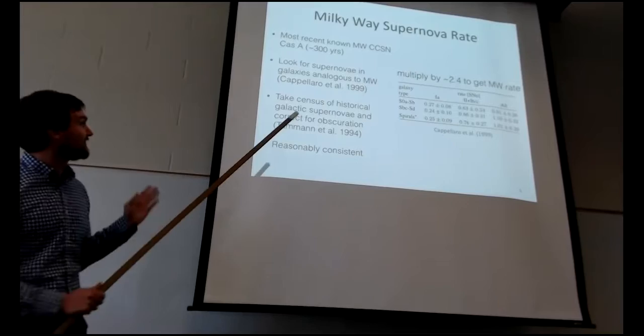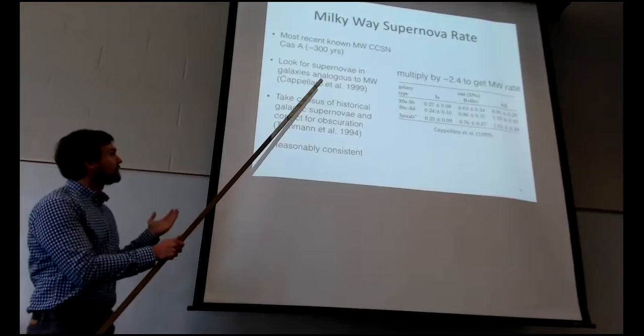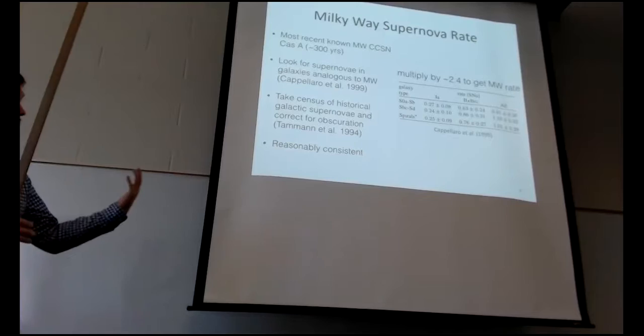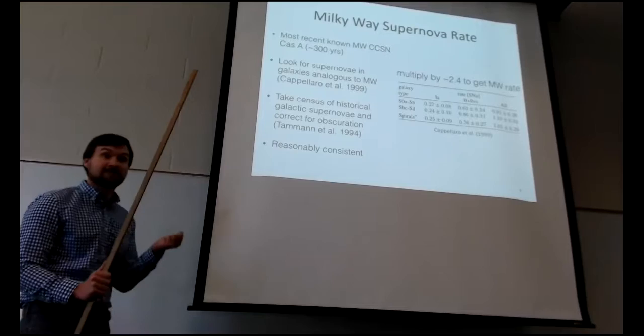Maybe a more reasonable way to go about this, because supernovae can be obscured by dust in our galaxy and other things, is that we're not going to see every supernova that goes off in the Milky Way in photons, although we would almost certainly see every supernova in neutrinos.